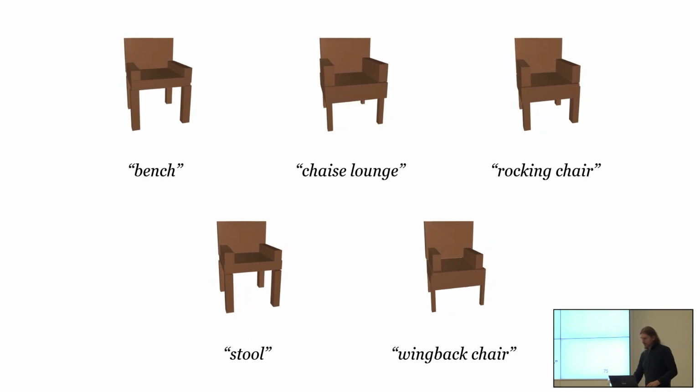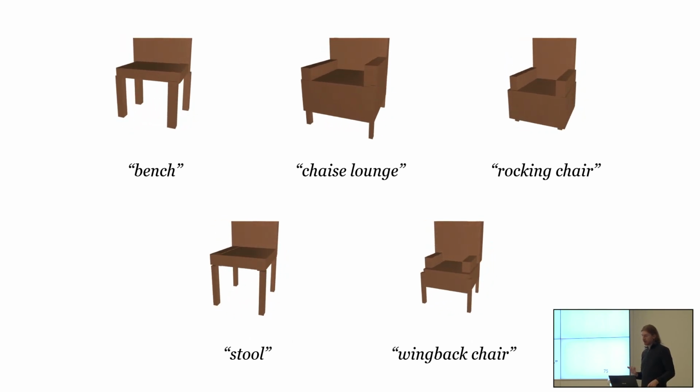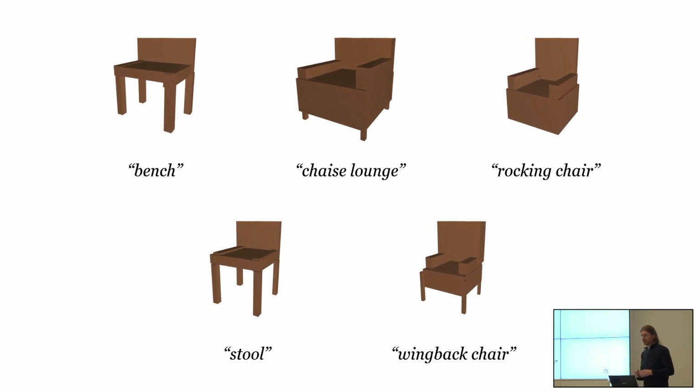We'll then, for each of those text prompts, use Stable Diffusion and a differentiable renderer to slowly modify our CAD model to match the prompt. So we have here morphed that initial input chair into models that look more like each of these prompts.